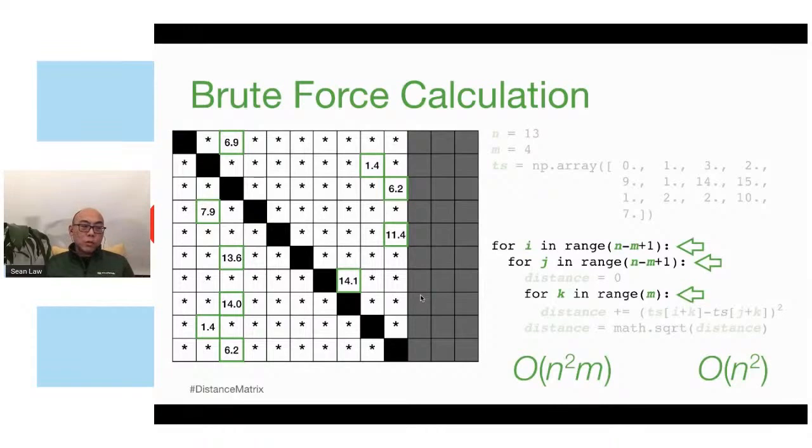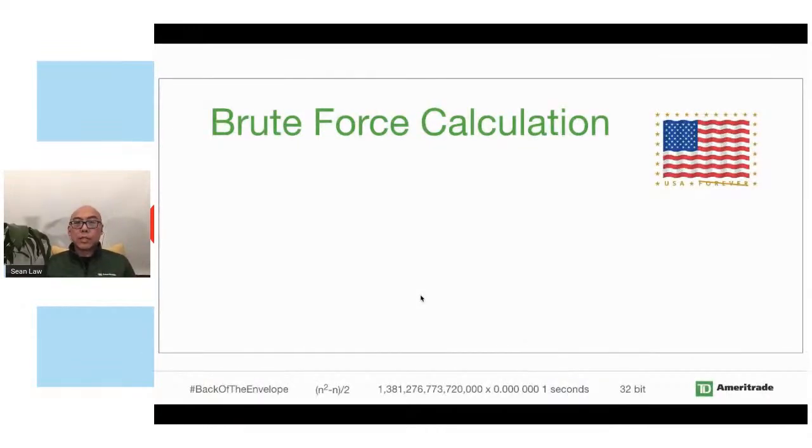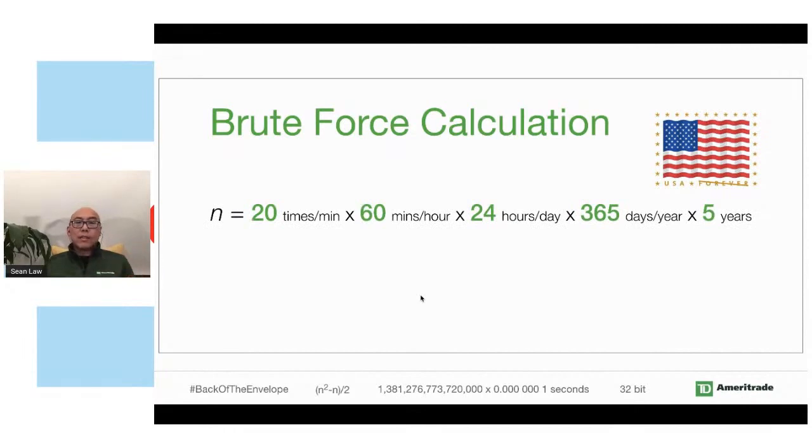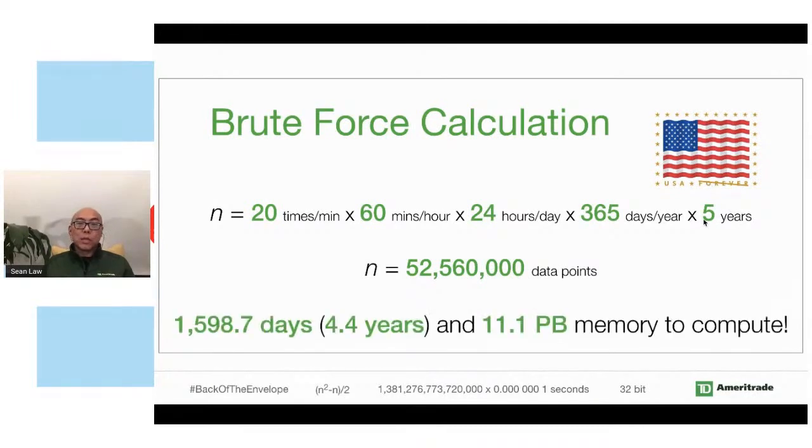To drive home the point, let's take an example of a brute force calculation on a much larger time series, a back of the envelope calculation. Imagine you had an IoT device collecting data every 3 seconds. That means you're collecting data 20 times per minute, 60 minutes an hour, 24 hours a day, 365 days a year for 5 years. That would produce just over 50 million data points. If you took this brute force approach to compute all these pairwise Euclidean distances, it would take you just over 4.4 years to compute. And not to mention the memory requirement is 11.1 petabytes just to store it in memory.